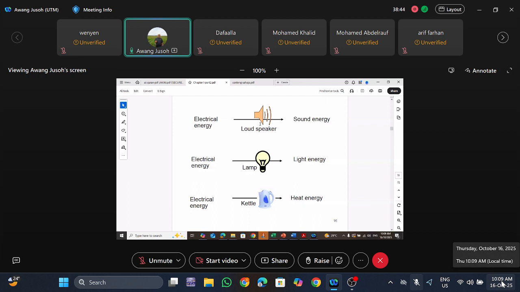electromechanical device. And a lamp, for example, can also change electrical energy to light energy. It converts electrical to light. And a kettle, for example, is able to convert electrical energy to heat energy. In this kind of energy conversion process, you can change the form of energy, but you cannot destroy it. Now, what about electrical energy?